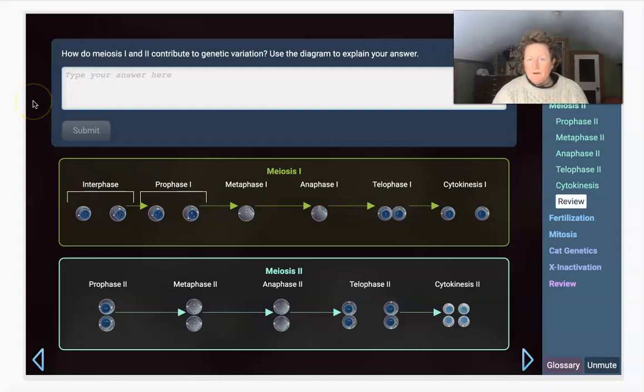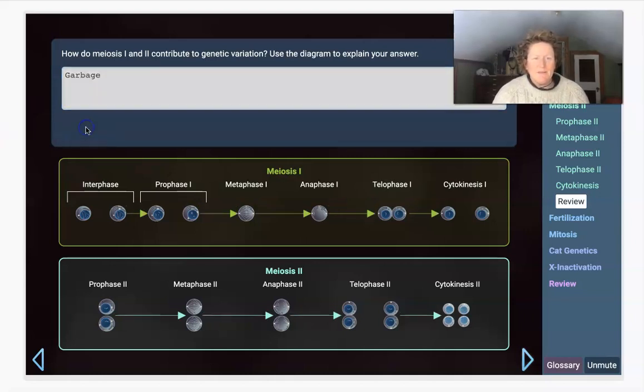I'm just going to type some garbage in here. Don't copy this as your answer, so I can submit it and you can come up with your own answer.